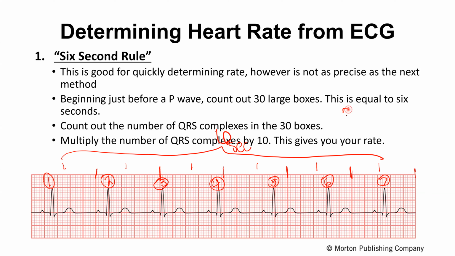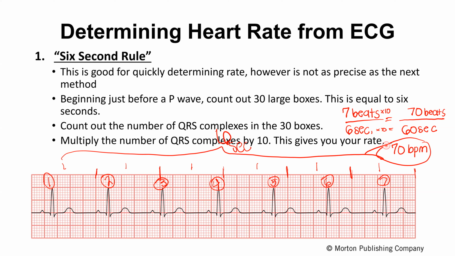So if we have 7 beats in 6 seconds, that's equal to how many beats in 60 seconds? Well, this is really easy because 6 times 10 equals 60. So 7 times 10 is 70. And since 60 seconds equals a minute, this is going to be equal to 70 beats per minute. 6-second rule, super easy way to determine heart rate from an ECG, right?